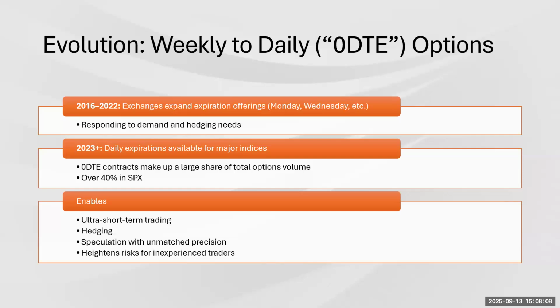So the evolution from weekly to daily options, kind of extending the history a little bit. In 2016 to 2022, exchanges were responding to demand for more expirations. In 2023, daily expirations started coming about after the Monday, Wednesday, Friday. We started seeing Tuesday and Thursday expirations, and now we have PM expirations for a lot of the major indices.